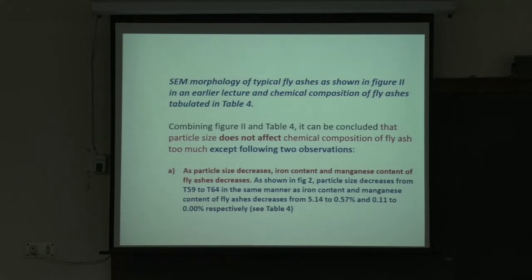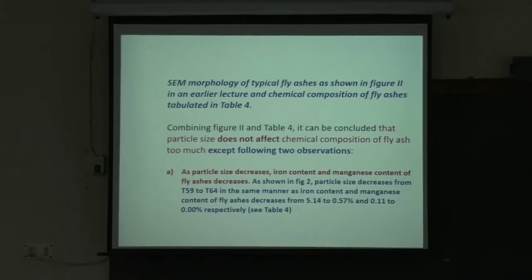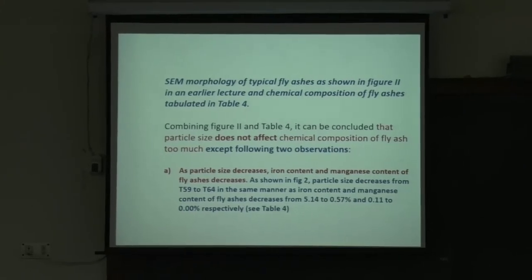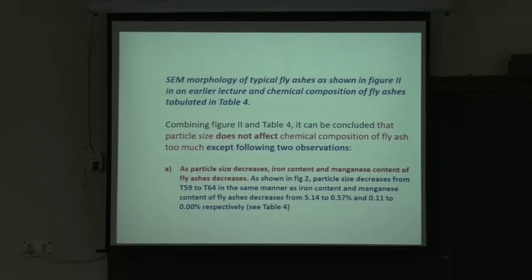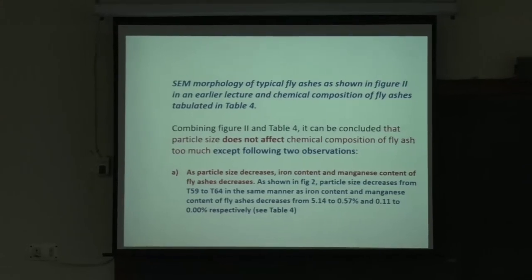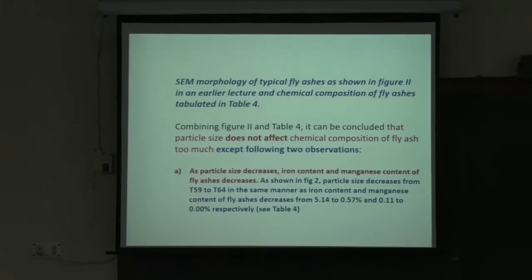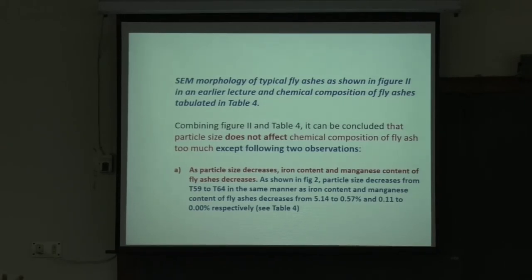In figure 2, those SEM, the particle size decreases from T59 to T64 in the same manner as the iron content and magnesium content of the fly ashes decrease from 5.5. So there is a good relationship between figure 2, that means particle size of the fly ash, and the compositions. That is a worthwhile thing. That's why it is important to do some SEM. So I'd request all of you, through Professor Kamalkar, if it's possible, to do some scanning electron microscopy analysis of particles so that you can actually have a feeling of what those things mean. That will give you direct knowledge of that.